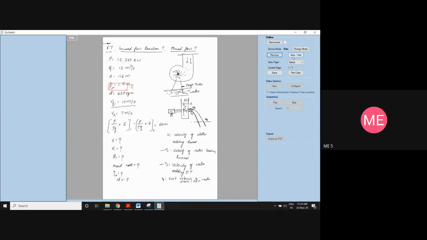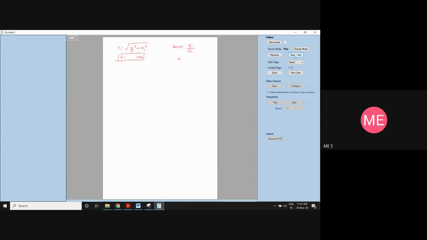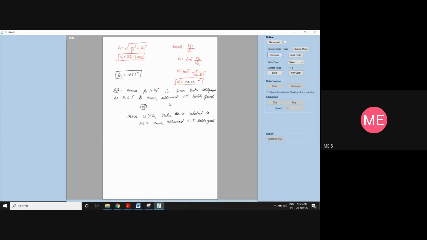Can anyone tell the formula of specific speed of Francis turbine? Even though we did this in the first chapter, I have not repeated that concept. Hence, the specific speed for a Francis turbine is equal to N root P by H to the power 5 by 4. Very good. H to the power of 5 by 4. This is the formula for specific speed.